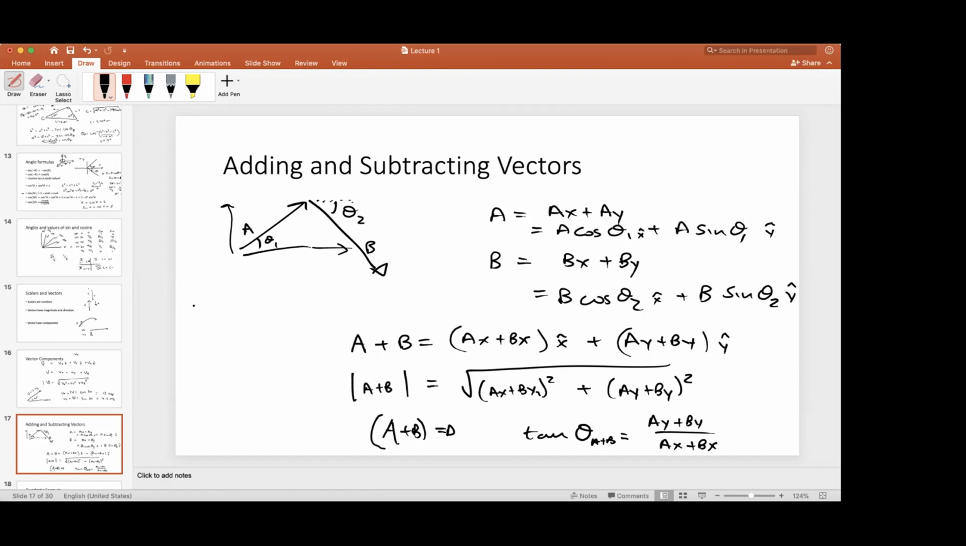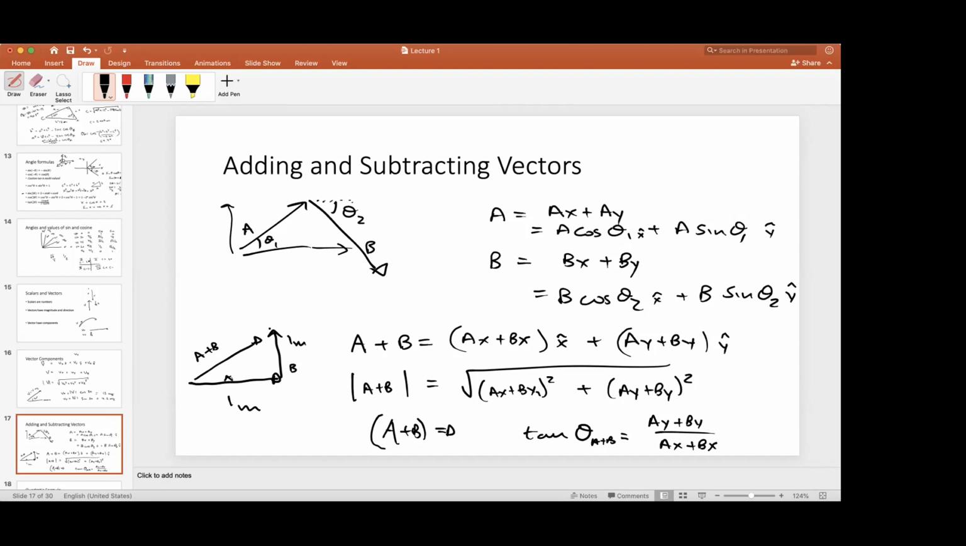Probably the simplest idea here would be you walk 1 meter in the X positive direction and then 1 meter in the Y positive direction. What is A plus B if this is A and this is B? Well, your new vector has an X component of 1 and a Y component of 1, and it's basically root 2. So this is A plus B, and the magnitude would be 1 squared plus 1 squared, square root of that, which would be square root of 2.